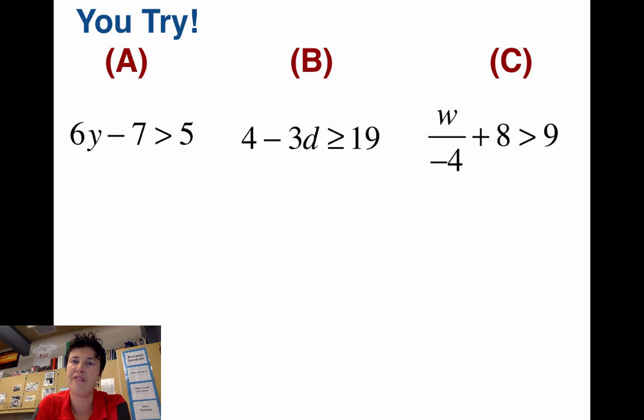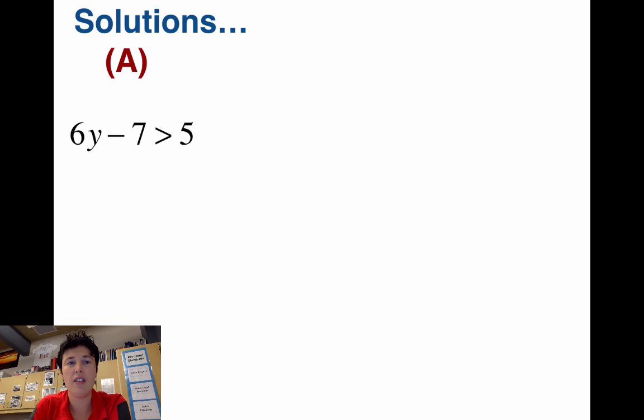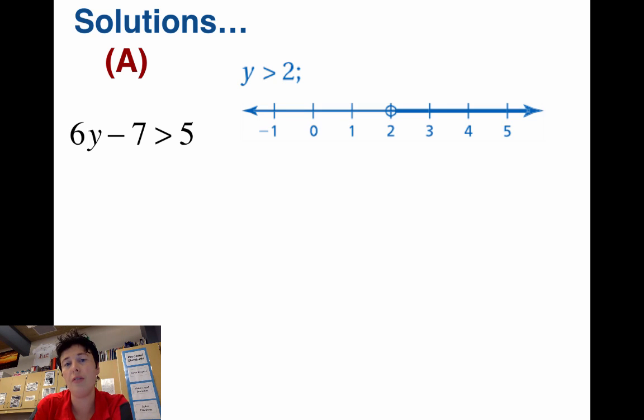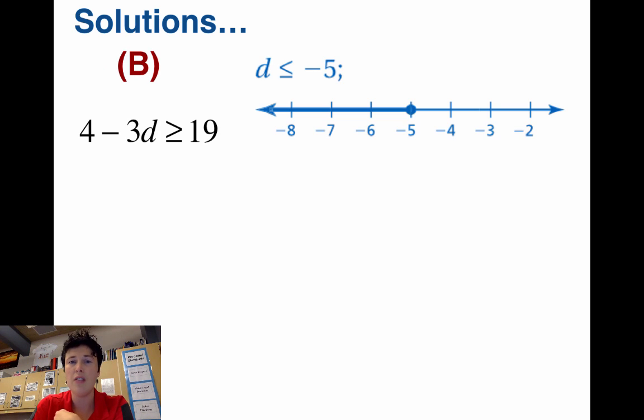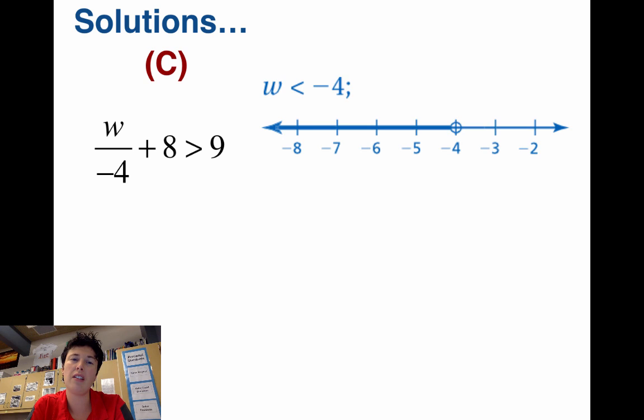Okay, so hopefully you are now unpausing the video. You've done all 3 problems, A, B, and C, and you're checking your work to see if you understand what you're doing. So here are the answers. For A, you should have gotten y is greater than 2, with an empty hole on 2 shaded to the right. For B, you should have got d is less than or equal to negative 5. So solid point at negative 5, all the less than values. And then for C, you should have got w is less than -4. It was one of the ones where you had to flip the sign. So you have an empty hole on -4, shaded to the left.